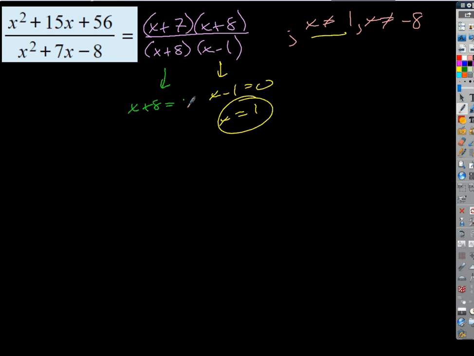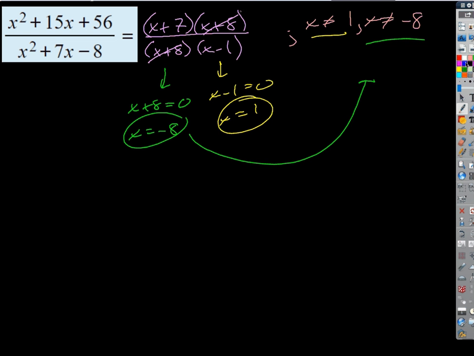Okay, x plus 8 equals 0 when x equals negative 8. There it is, right? And now we can go ahead and simplify this thing. If I cancel the x plus 8s, what am I left with for my answer? x plus 7 over x minus 1.